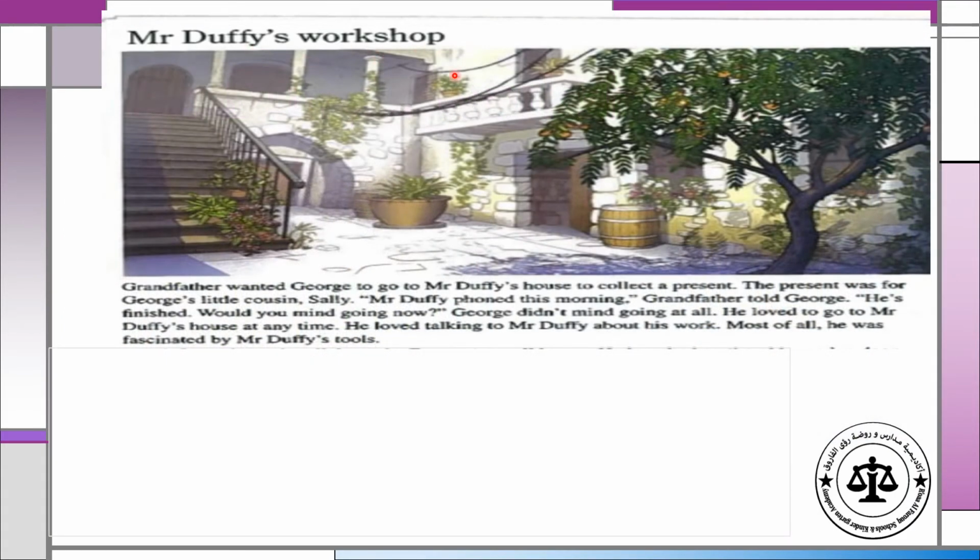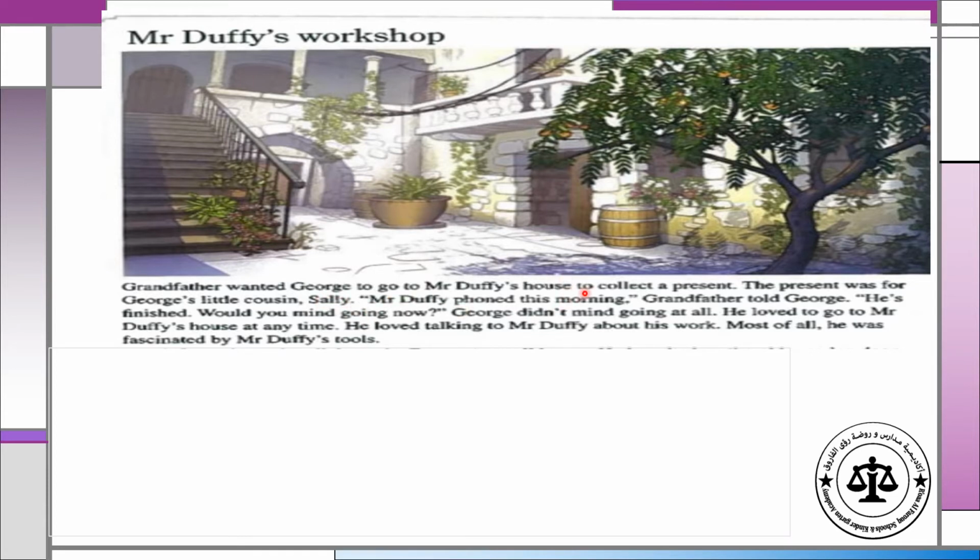Mr. Duffy's workshop. Grandfather wanted George to go to Mr. Duffy's house. So grandfather بده جورج يروح to Mr. Duffy's house, لبيت Mr. Duffy. Why? To collect, ليجمع, what? A present, هدية. A present for whom? The present was for George's little cousin. What is her name? Sally. So بده ياخد الهدية for his cousin Sally.